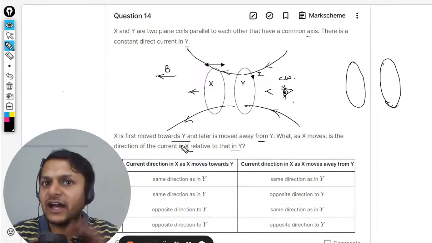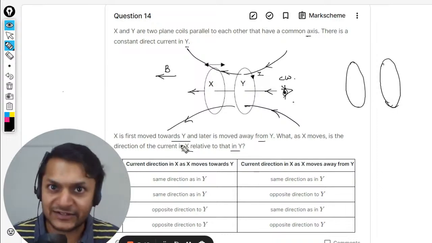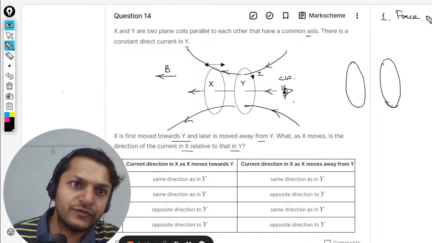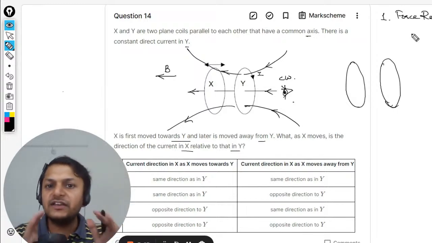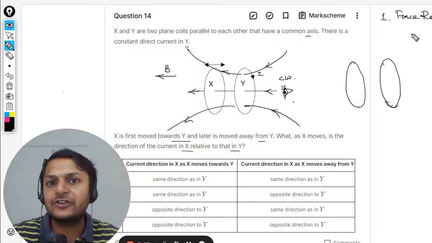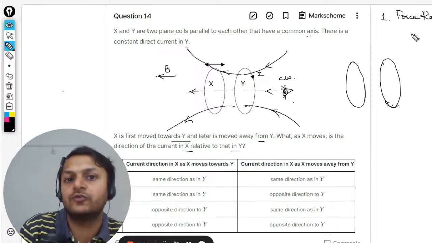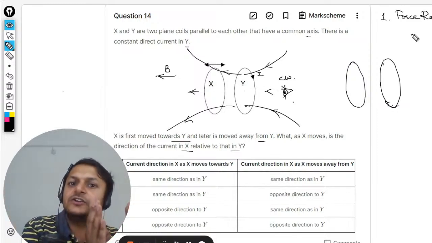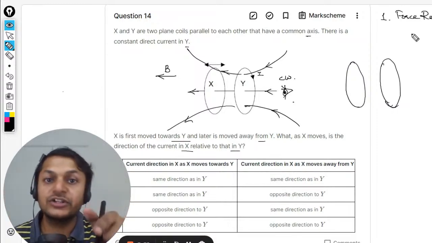So X will say that I do not want it to be increased. So point number 1, it will apply a force which is repulsive. A repulsive force will come into play and X will start repelling Y because it actually does not want to go near to Y. But it has to. So we are moving it near to Y, but there is a repulsive force. But the question is about the induced current.